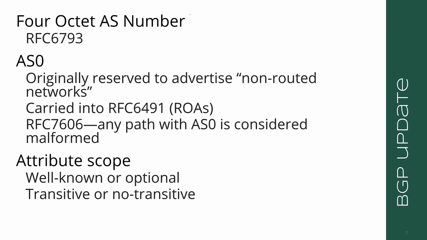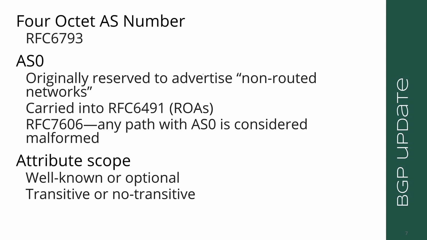The 4-octet AS number that I discussed just a second ago is defined in RFC 6793. You can go look that up. Essentially, you have an AS number that, instead of a single number, would be like 1:10 or something like that. This is the first 2 octets and the second 2 octets. So you'll see that out there in various places. AS0 has a very interesting history.